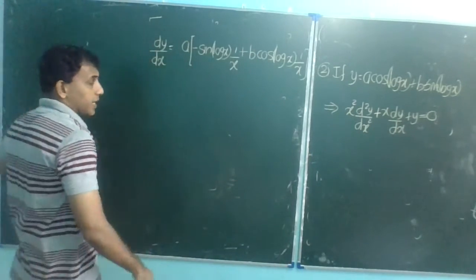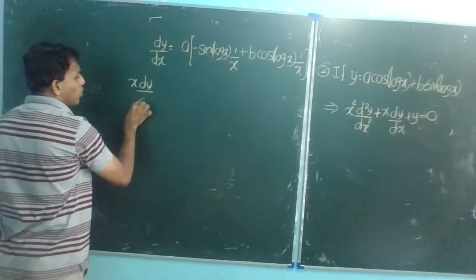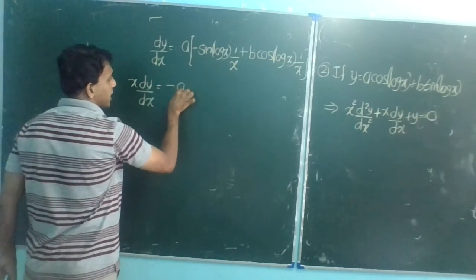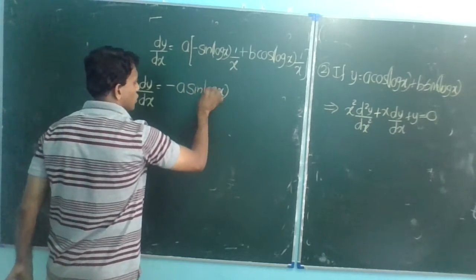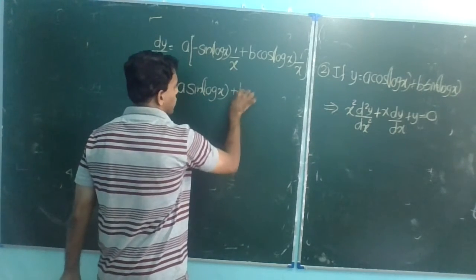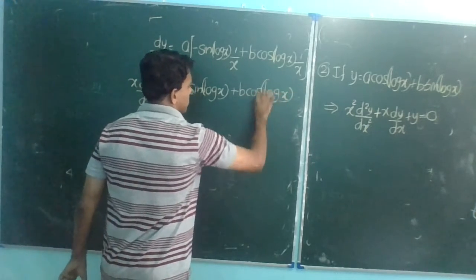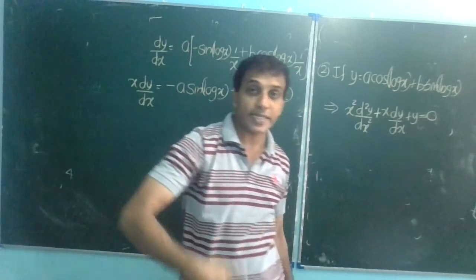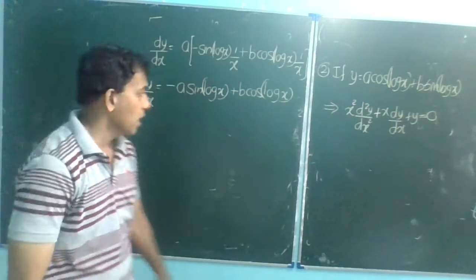Now multiply x, multiplied by x everywhere. So x into dy over dx, okay, equal to, here what, minus a sine logarithm x, log, or the base e comes a ln, right? And here what, plus b cos logarithm x is the first differentiation. Next the problem is again second differentiate. So write second again derivate with respect to x.